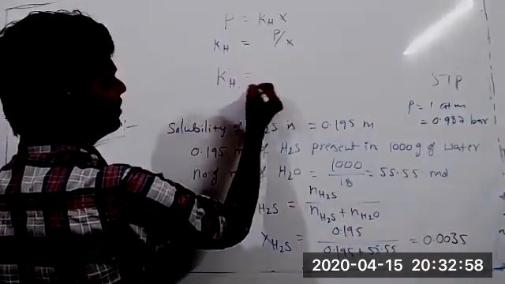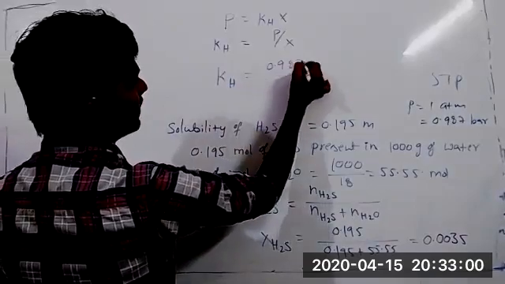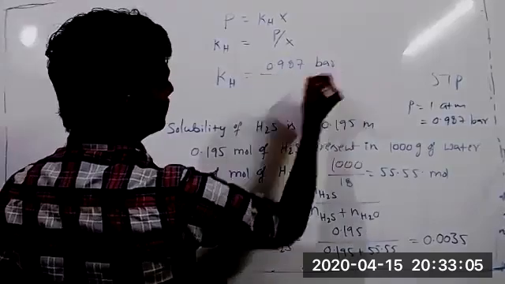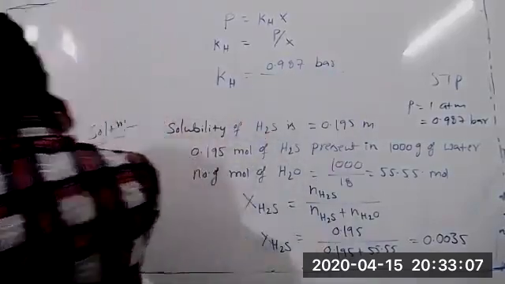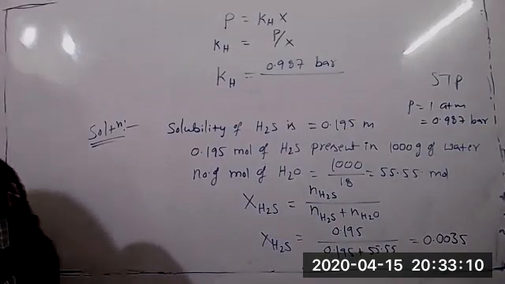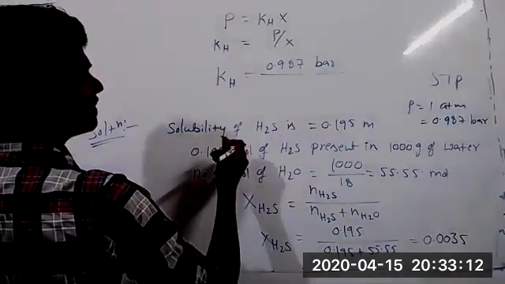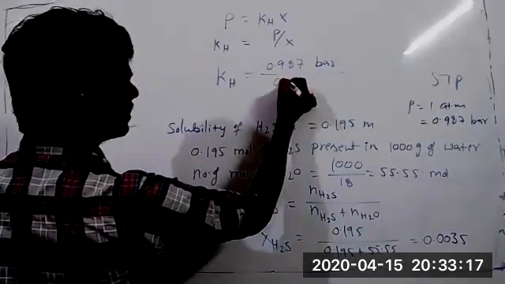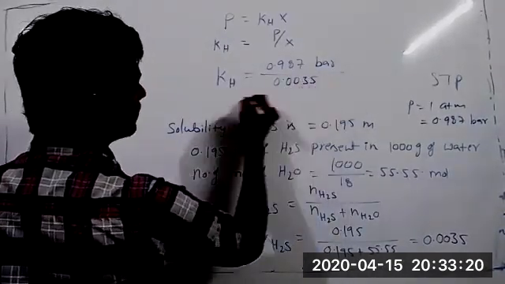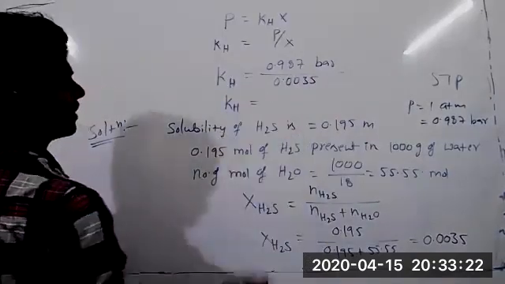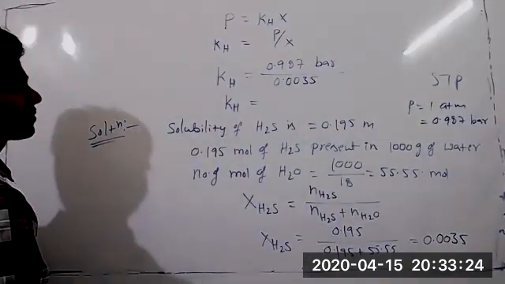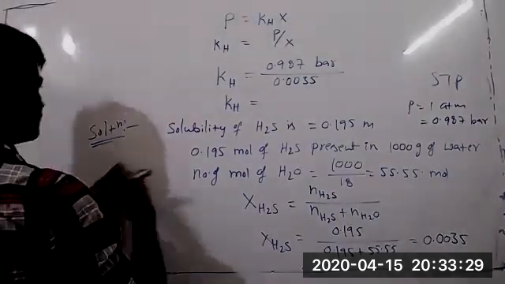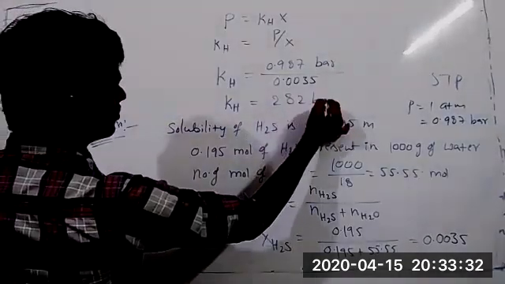So Kh is equal to 0.987 bar divided by the X value, 0.0035. Kh is 282 bar. This is the answer.